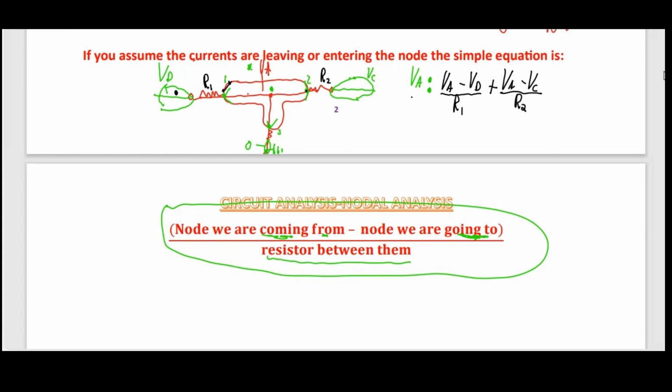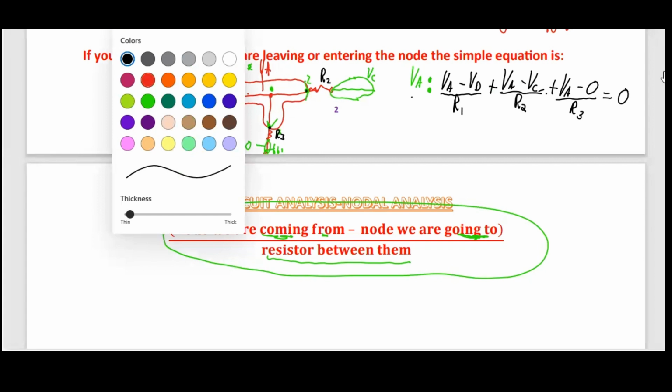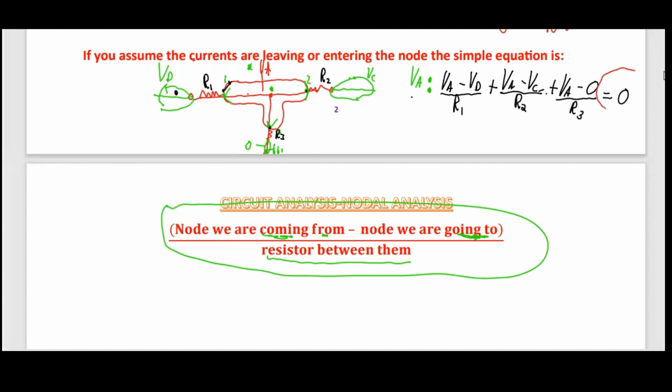The next one, 3, same thing. The node we're coming from, which is VA, so we plus VA, minus the node we go into, which is 0, divided by, let's say, R3, is equal to 0. So this is the nodal equation. Note to self, and remember this, it's very important: if you leave out this equal to 0 part, you will get the entire thing wrong.